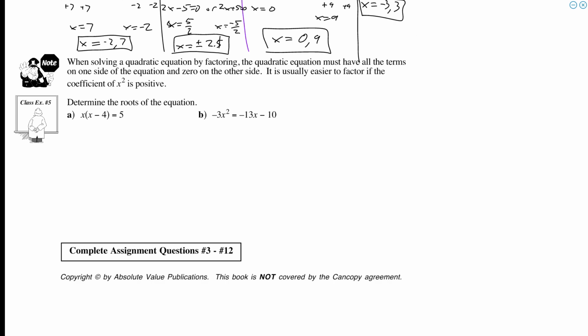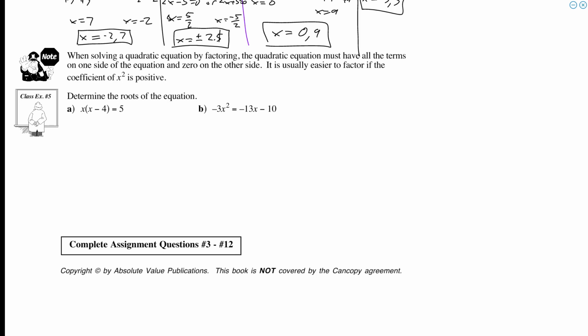When solving a quadratic equation by factoring, the quadratic equation must have all the terms on one side of the equation and 0 on the other side, okay? It's usually easier to factor if the coefficient of x squared is positive, okay? That sounds nice. So in this case, I'll listen to Ashley, I'll distribute. Don't just do that blindly, but I think she's onto something. So let's start out by going, okay, this is x squared minus 4x. And now it says get all the terms on one side, so minus 5 from both sides. So now we've made this whole thing equal to 0. x squared minus 4x minus 5 is 0.